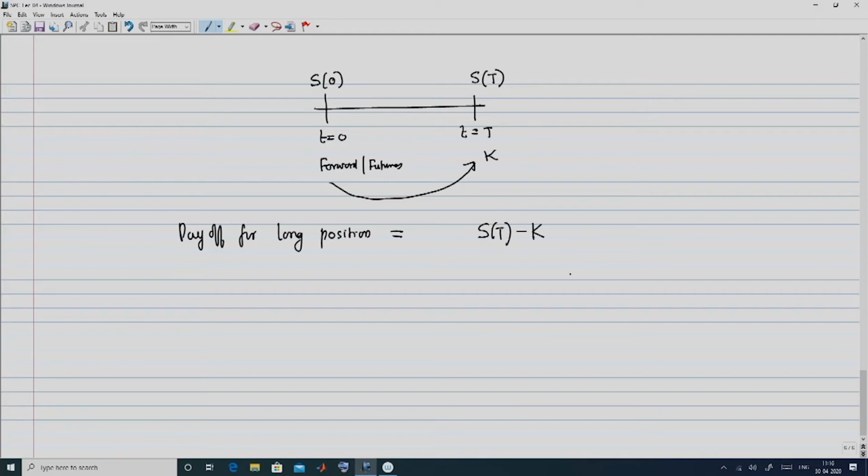So, another way of looking at it is basically the difference between the price that the party with the long position would have paid at time t equal to capital T if they had not got into the contract, and the price that they are paying because they got into the forward or futures contract.